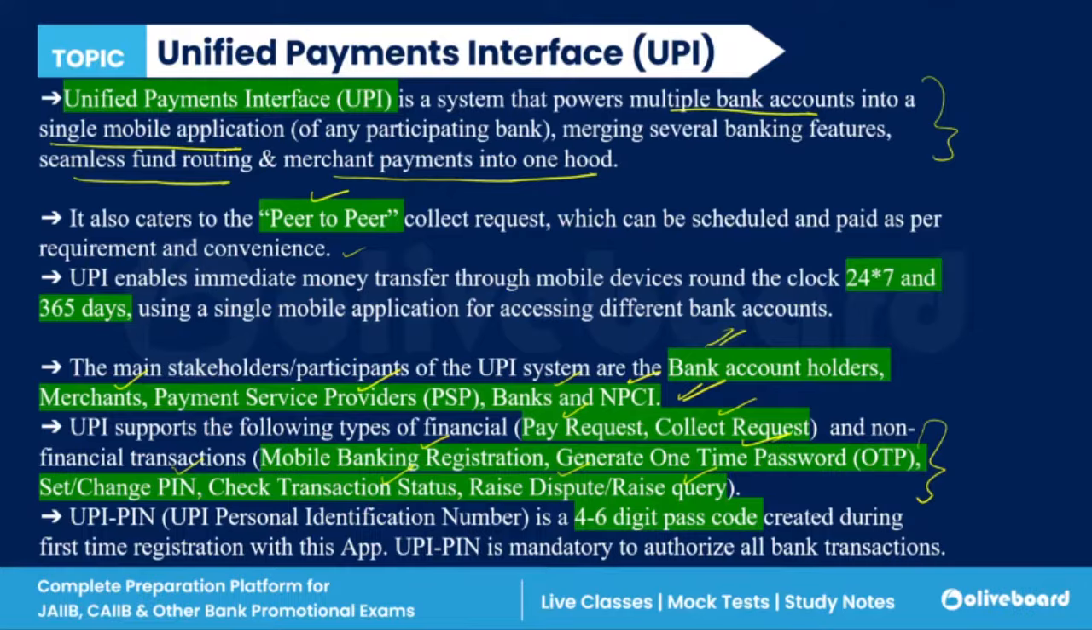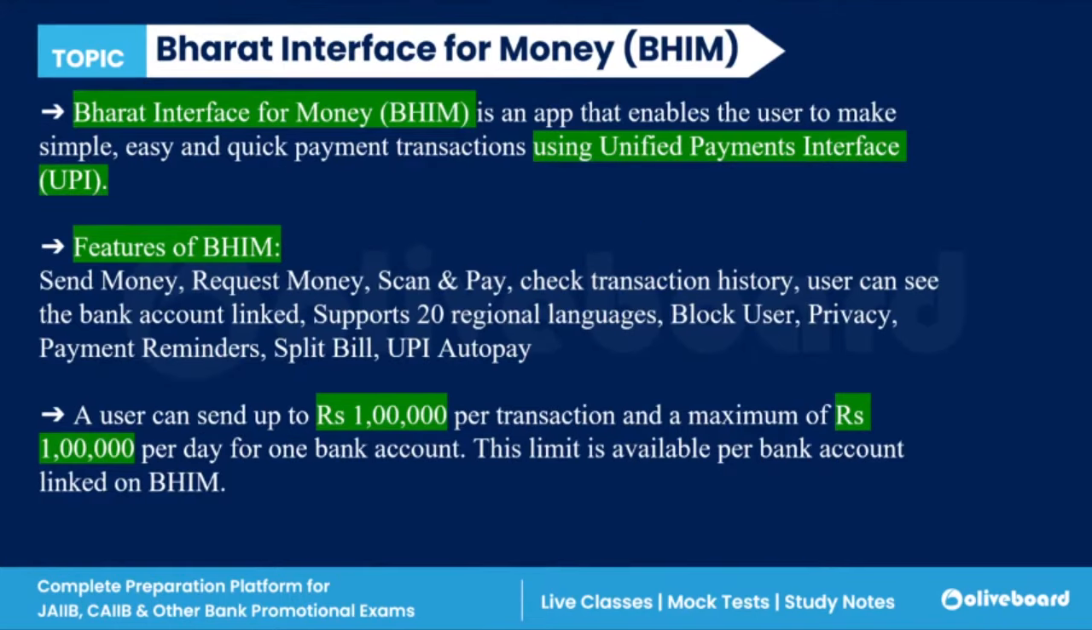The UPI PIN, the UPI personal identification number, is a 4 to 6 digit passcode that is created during first-time registration within the app. The UPI PIN is mandatory to authorize all bank transactions. So this is the Unified Payments Interface.